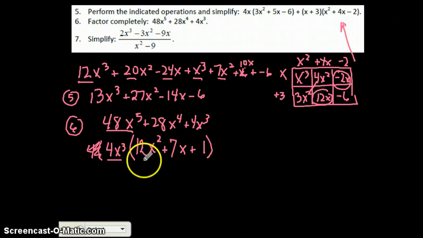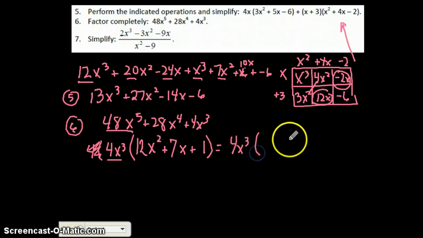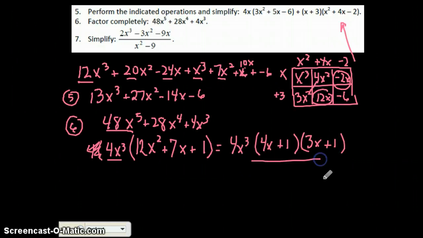Now the question is, can I break the trinomial down? So let's see. I'm going to copy my 4x cubed over here. And what I'm needing is two factors that multiply together give me 12, add and give me 7. And that would be 4 and 3. So 4x plus 1 and 3x plus 1. Final answer, fully factored. Question number 7.